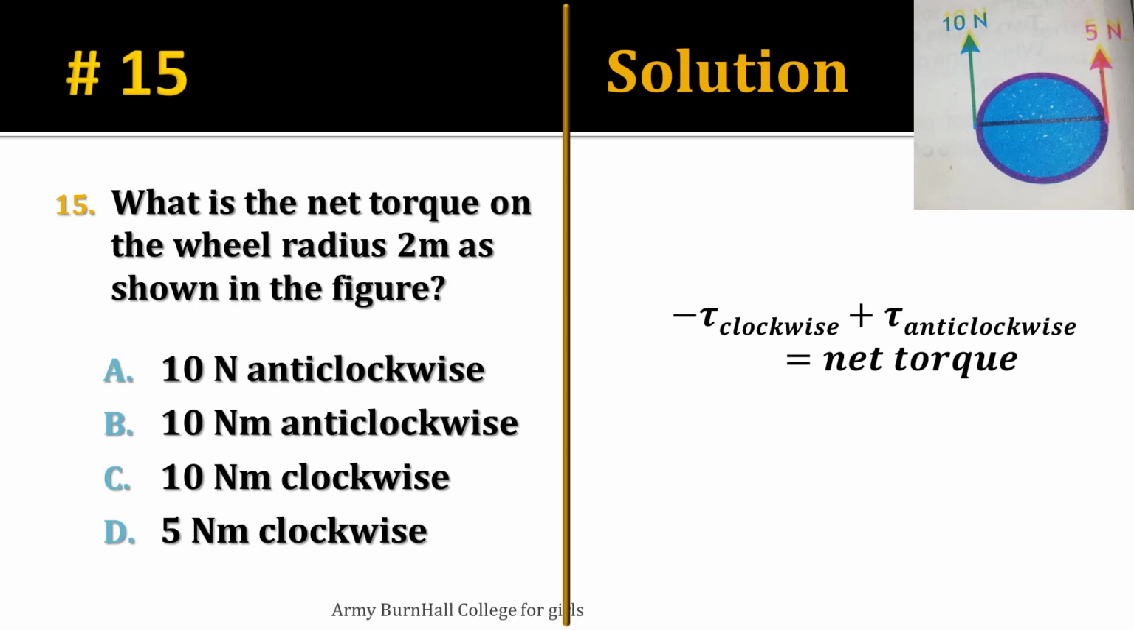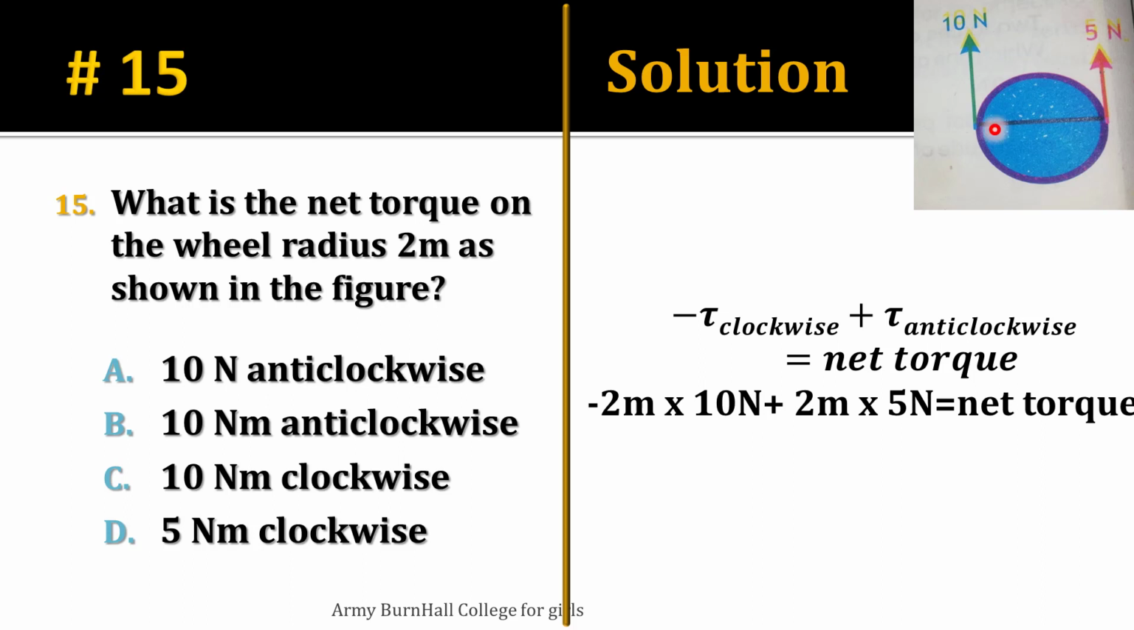As clockwise torque is negative, we place a negative sign with that, and anti-clockwise torque is positive, so we place a positive sign with that. We have to calculate the value of clockwise torque. You can see this 10 Newton force is producing a clockwise torque, so we will write it as minus 10 into 2. And plus anti-clockwise torque, plus 5 into 2. After taking the summation of these two torques, we will get the net torque.